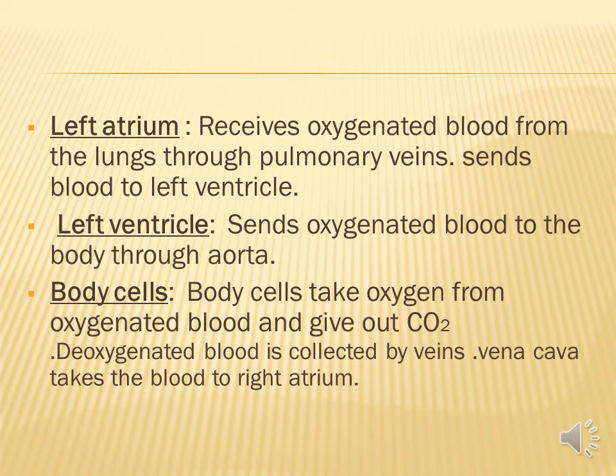And last one is body cells. Then body cells take oxygen from oxygenated blood and give out carbon dioxide. And then blood becomes again deoxygenated, and this blood is collected by veins and poured into vena cava. And then vena cava takes the blood to the right atrium. Then again this process repeated and repeated.